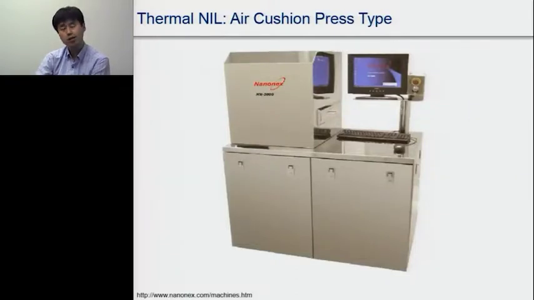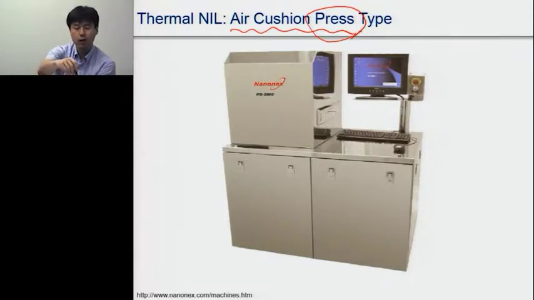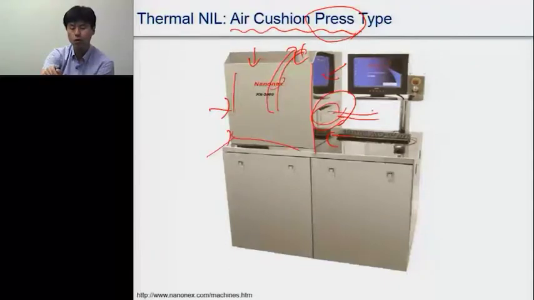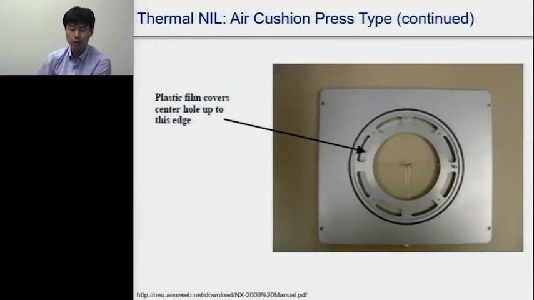And this is another example, using the air cushion type. This is also used for thermal nanoimprinting lithography. Instead of the chamber opening this way, it uses a drawer. This is the chamber, and we apply pressure to this chamber evenly. To load the sample, we take this drawer out, and then we put in this substrate holder. This is the thermocouple.